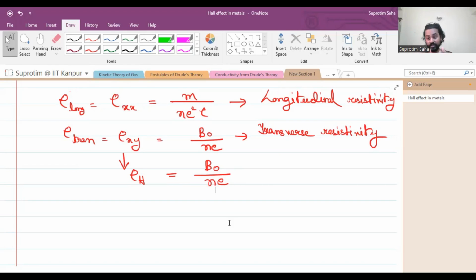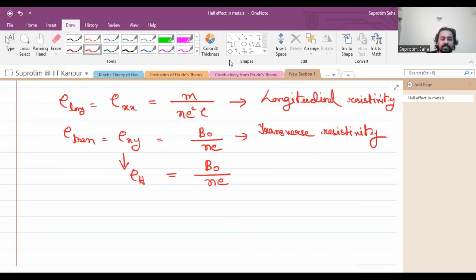Earlier we had only an electric field along a certain direction, let's say along y cap, and you were getting a voltage along that direction only. Now we have a magnetic field applied. What you get as an extra term is a transverse resistivity, or a transverse voltage, along the transverse direction to the applied electric field.